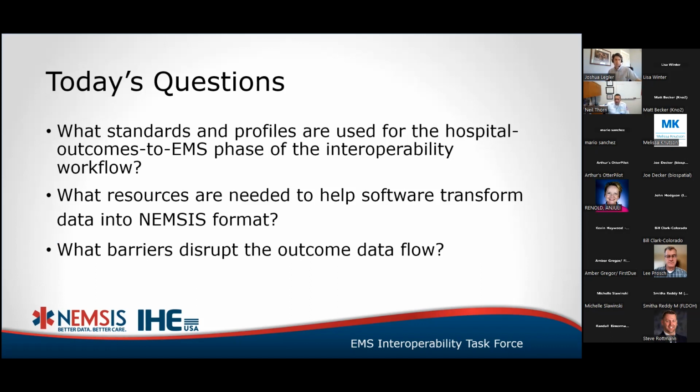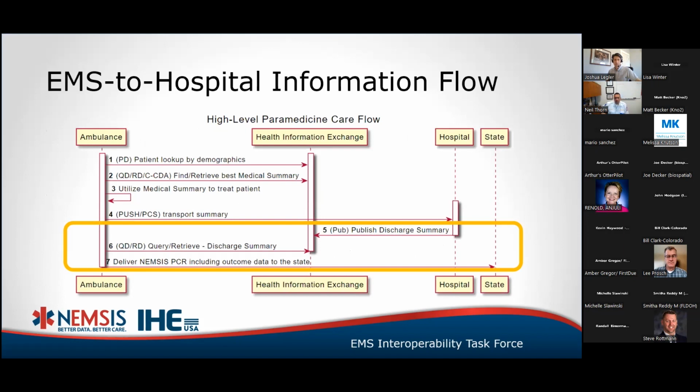Just to orient you from the high-level perspective, here's our high-level paramedicine care flow diagram. And the part I've outlined here is what we're going to be looking at today. So this is after the end of the EMS call, and the patient has been discharged from the hospital, and now we need to get that discharge summary back to EMS, and we need to include that outcome data in the data that goes up to the state EMS database.